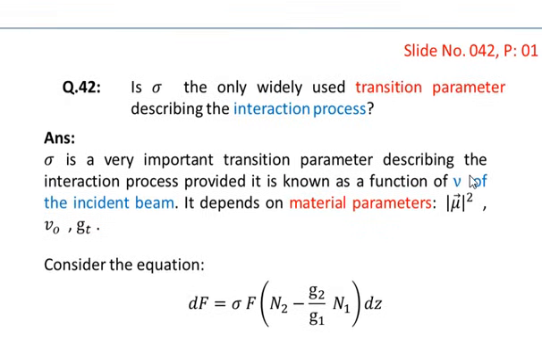Question: is sigma the only widely used transition parameter describing the interaction process? The answer is that sigma is a very important transition parameter describing the interaction process, provided it is known as a function of nu, that is the frequency of the incident beam. It depends on material parameters, the mod square of mu, nu naught, the resonance frequency of the material, and g(t) is a function which we have described earlier.